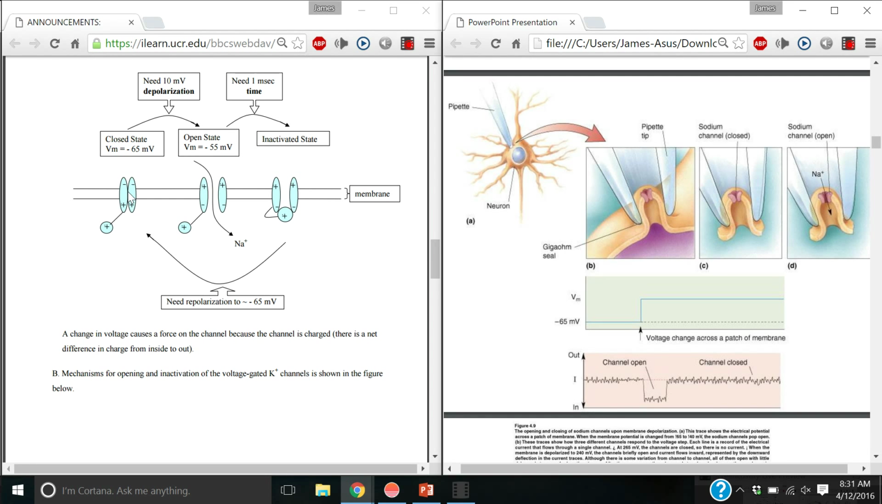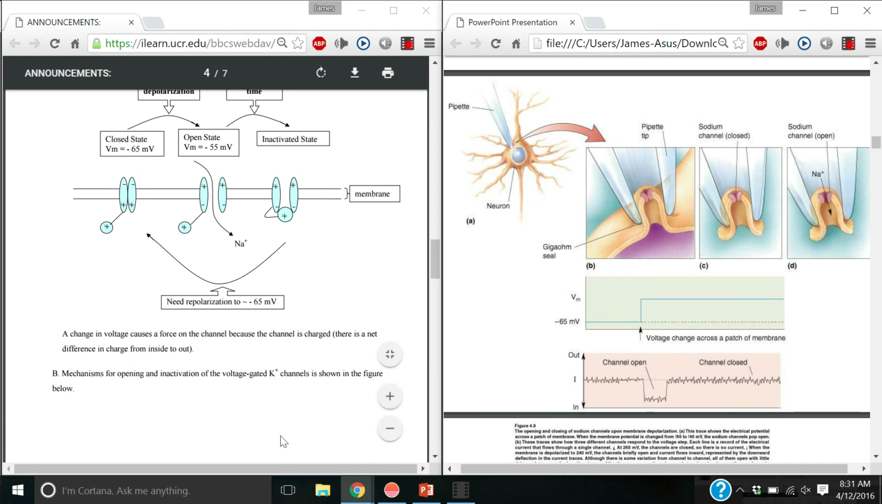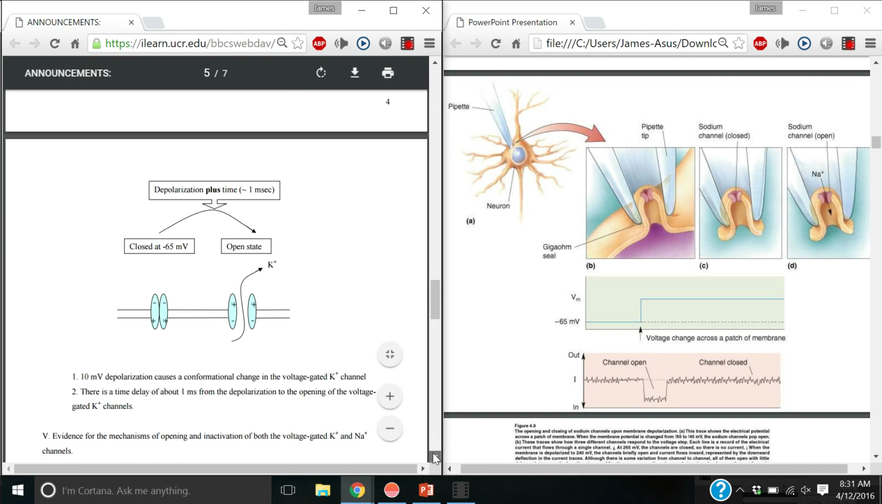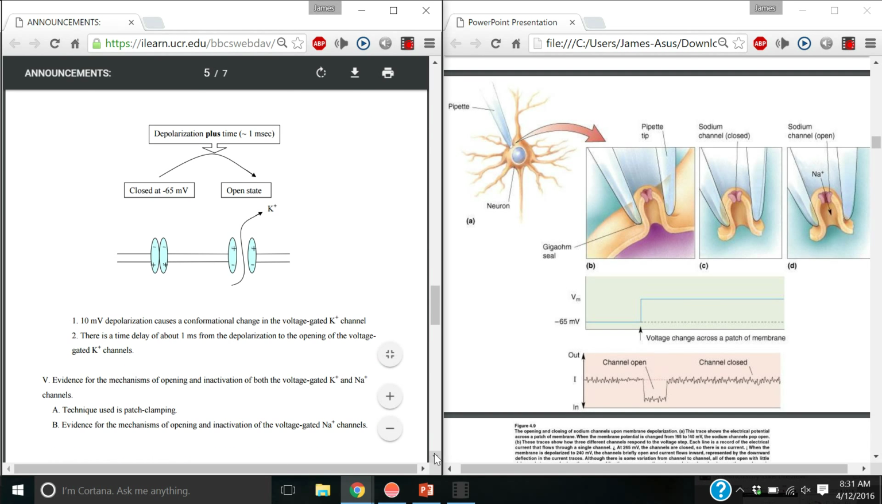That's the voltage-gated sodium channel. Any questions before we go on to the voltage-gated potassium channel? That'll, I think, answer your question. Much simpler. Okay, so different channel, different configuration.